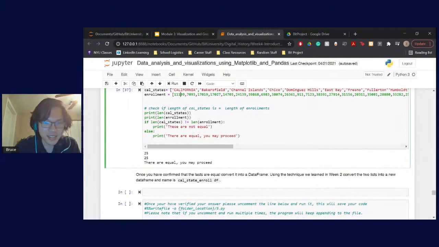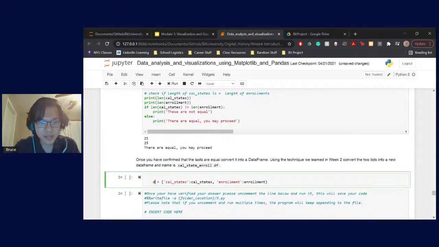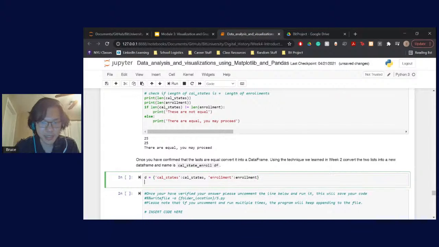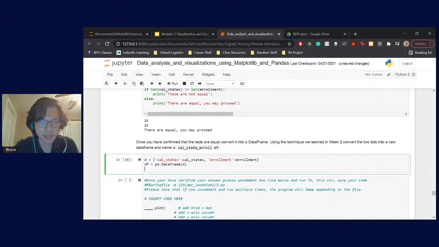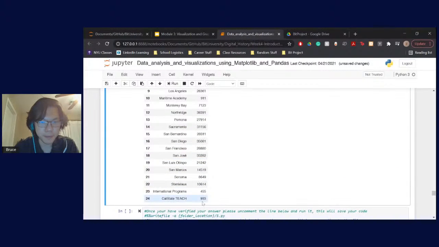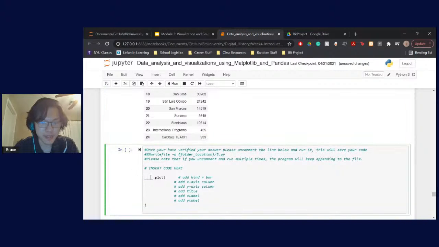Okay. So now that they are equal, let's make it into a data frame. So first we take this dictionary, Cal States, enrollment, and then we make a data frame out of it. df is equal to pd.DataFrame, and then d. Look at it. Yeah, that looks about right. So there's our data frame, and now we work with this data frame to actually plot it.